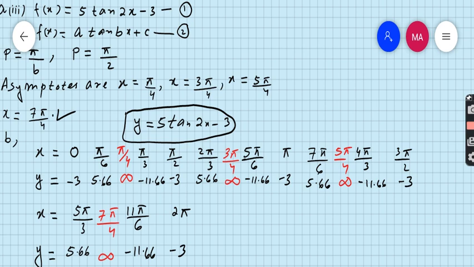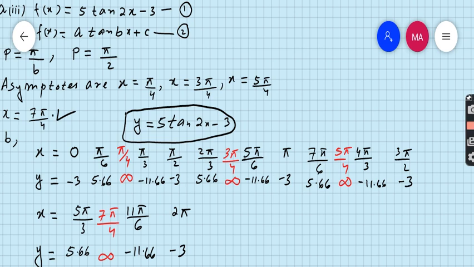Next I took a pi by 6 interval. So the next is pi by 6. 5 tan 2 into pi by 6 minus 3 is 5.66. You can find it with the help of a calculator in radian mode. The next is pi by 3. 5 tan 2 into pi by 3 minus 3, your answer is minus 11.66. You can verify. The next is pi by 2.